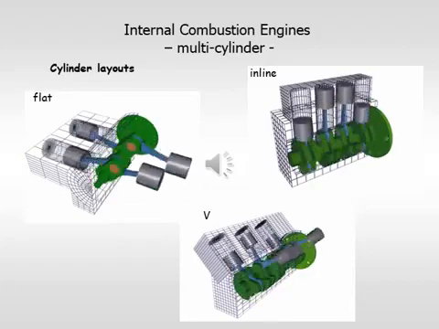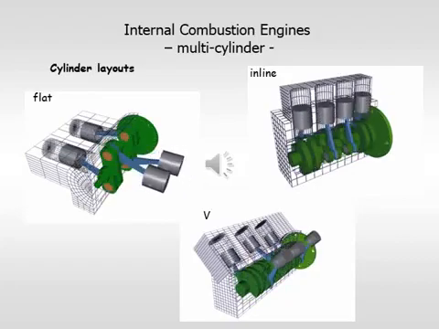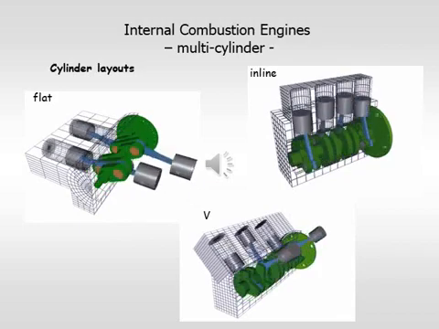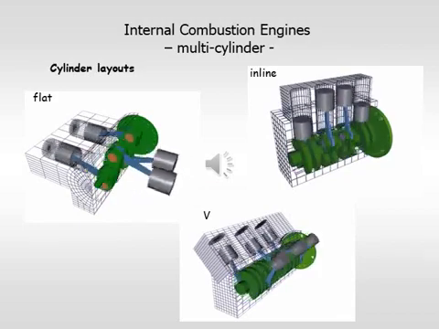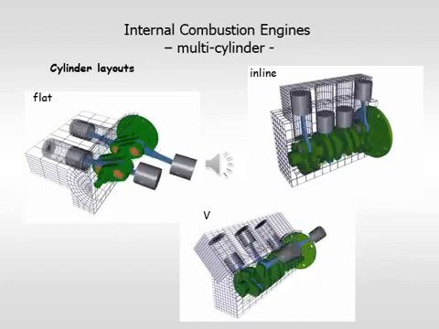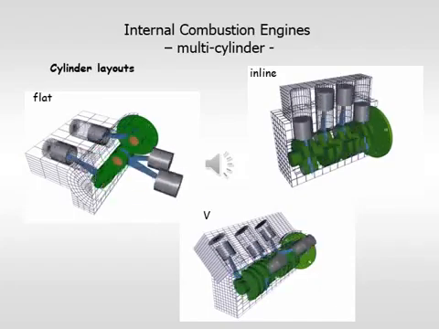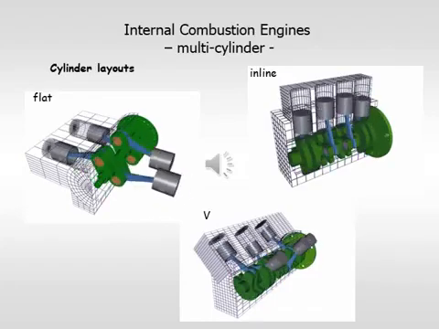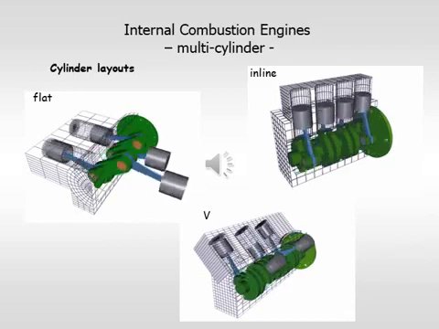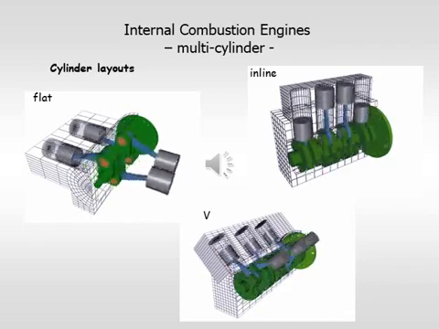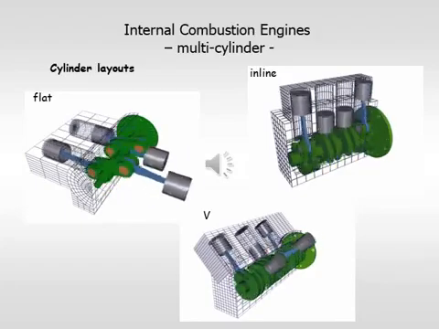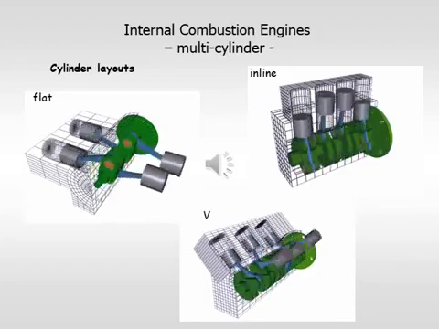Flat type. This is where the cylinders are at an angle of 180 degrees apart and usually positioned horizontally. V-shaped cylinder. The cylinders are arranged in two rows at an angle to one another. The angle for 2, 4 and 8 cylinder engines is usually 90 degrees. For 6 and 12 cylinder engines, the angle is usually 60 degrees.